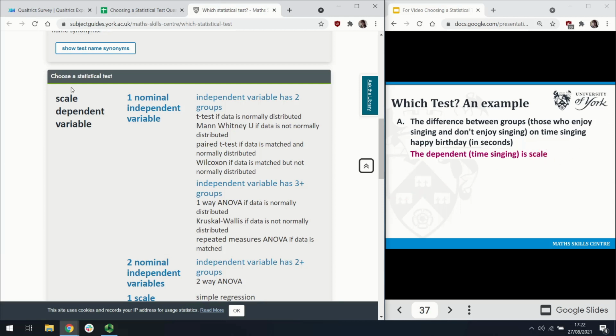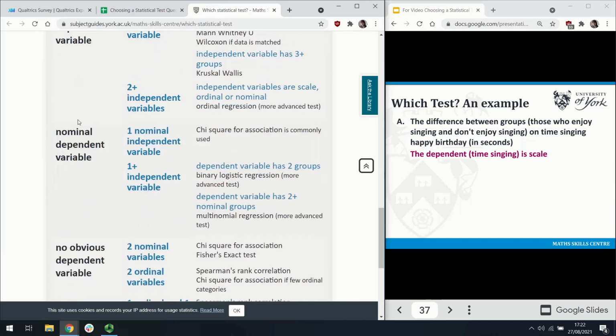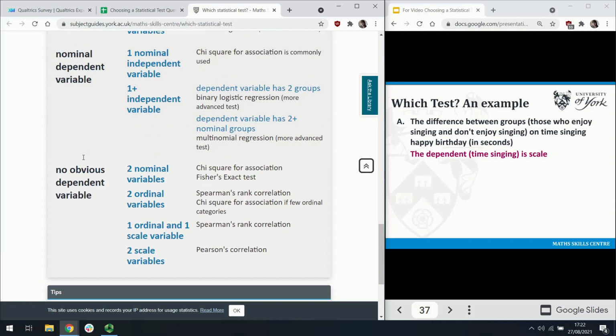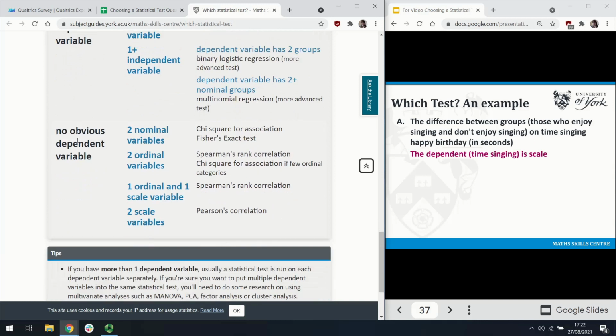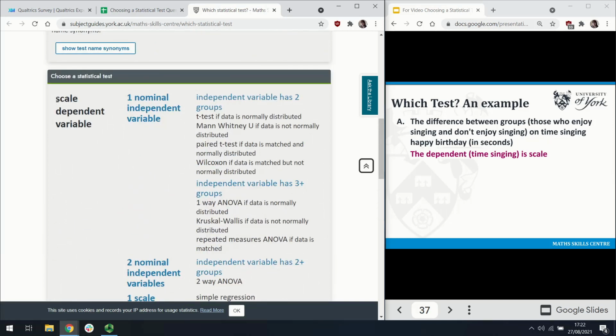So on this stats chooser, I've got the option scale dependent variable, ordinal dependent variable, nominal dependent variable, or there's no obvious dependent variable, like there's no dependent or independent variable here. So I'm going to go here to start with, scale dependent variable.